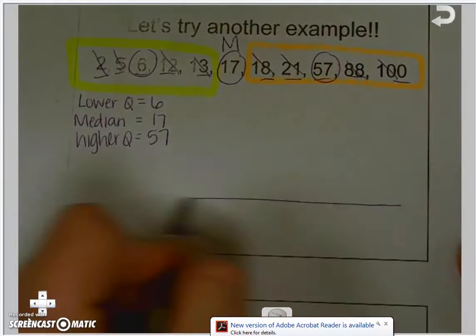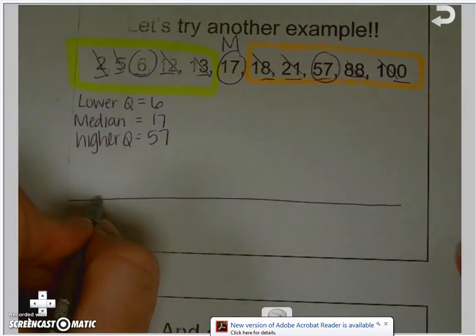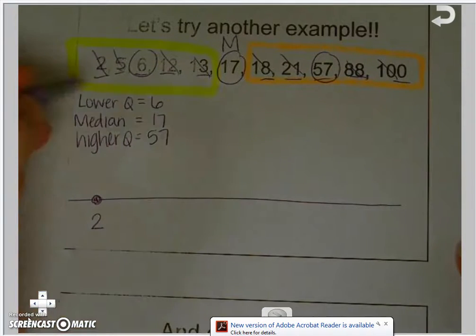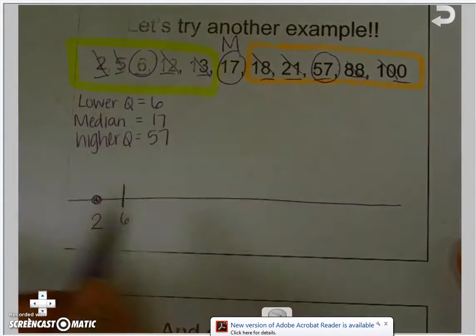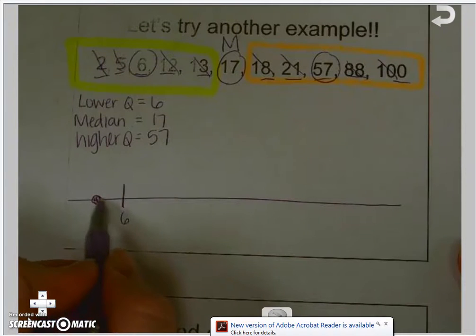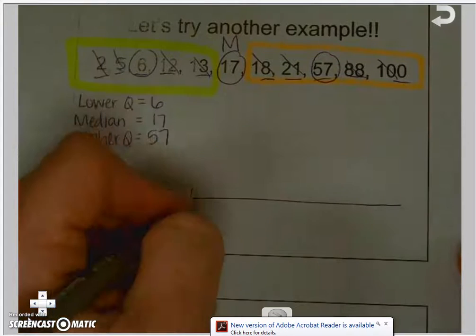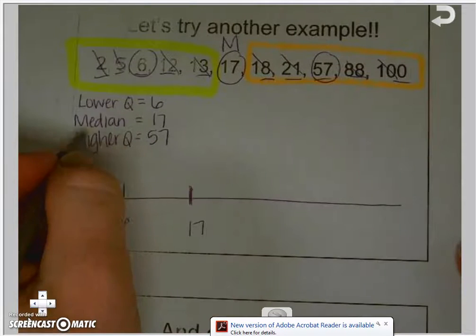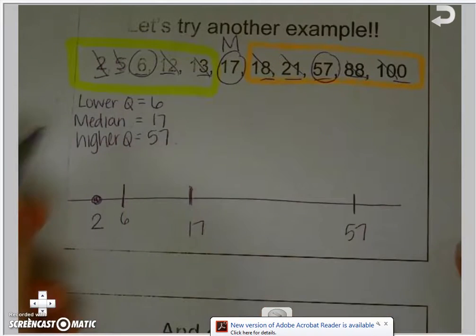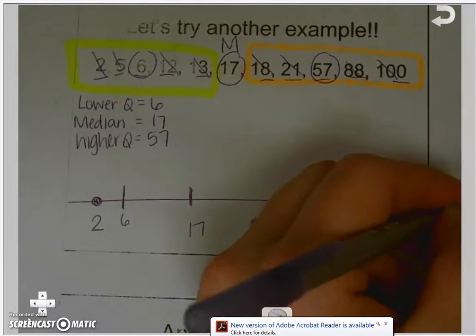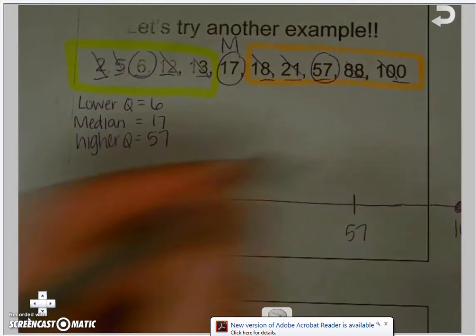So my lowest value was 2. My lower quartile was 6. So that's where you start your box. My median was 17. Now 2 and 6 is only 4 away, so they're going to be pretty close. 17 is pretty far away from 6. My higher quartile is 57. And then my largest number is way over here at 100.